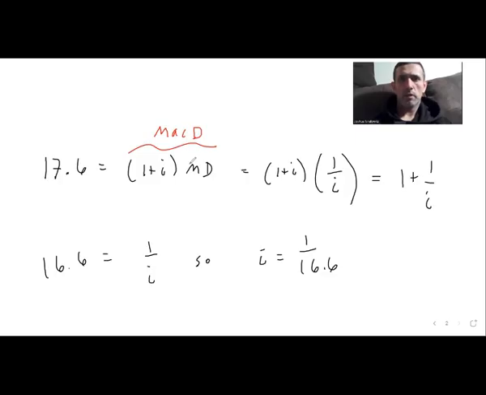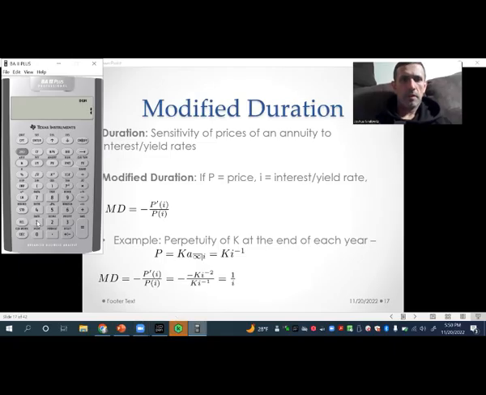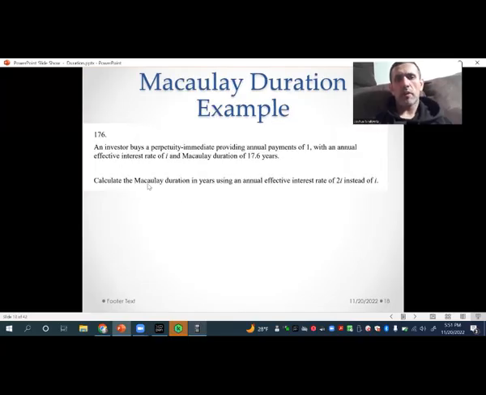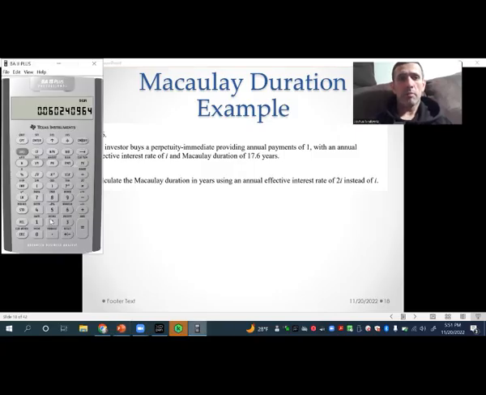Let's go get that. Okay, so I'll store that. I don't think I need to store it, but I will store it. All right, so what's this problem asking for? It's asking for calculate the Macaulay duration using an annual effective interest rate of 2I instead of I. So we figured out what I is. So let's just multiply by 2. So I'm going to store this. So this is what 2I is.